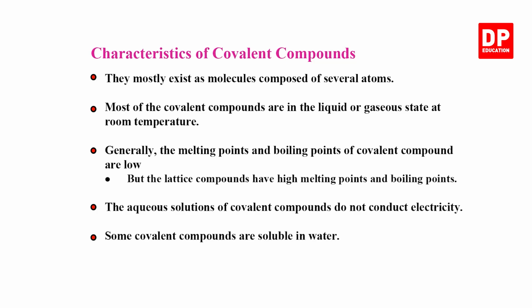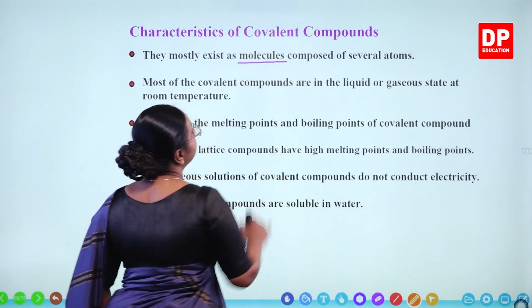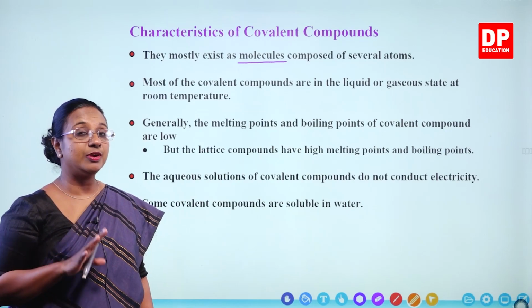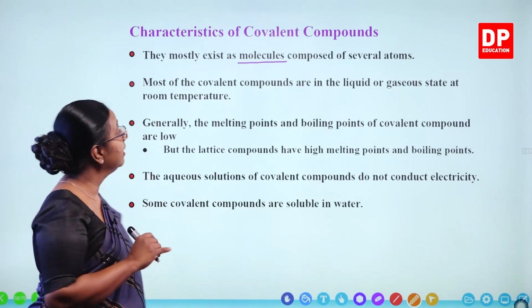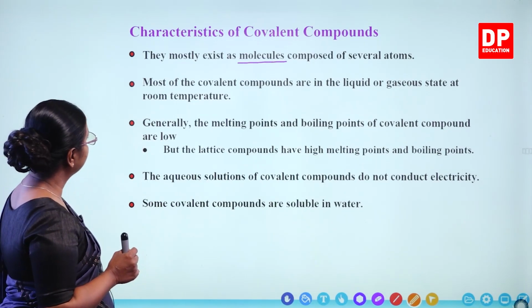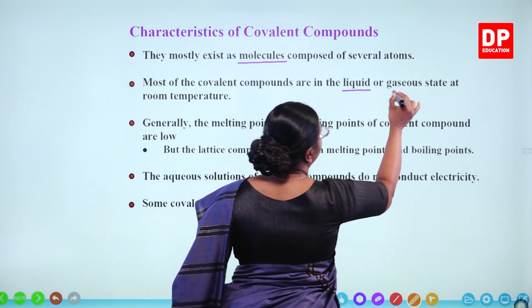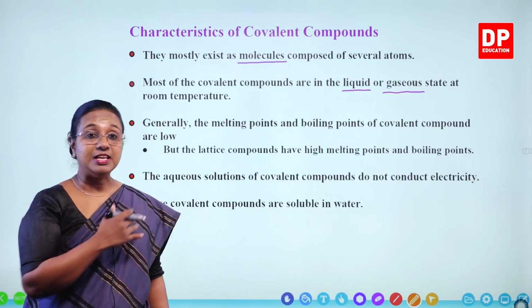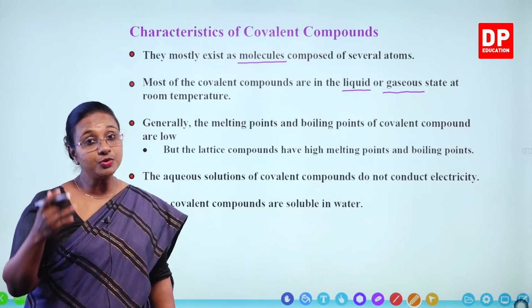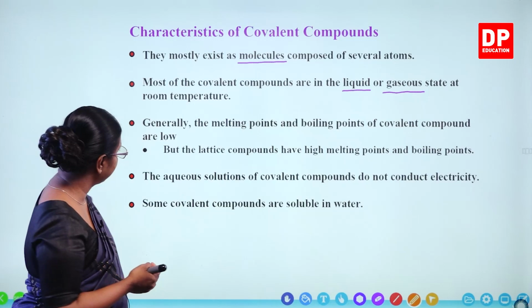Then we have the characteristics of covalent compounds. They mostly exist as molecules composed of several atoms. So here they don't have a lattice structure except for the atomic lattices of graphite and diamond. They are molecules of several atoms. Most of the covalent compounds are in liquid or gaseous state at room temperature. So I gave you all and we discussed some examples, but you all know some substances that are covalent compounds but are in the solid state.